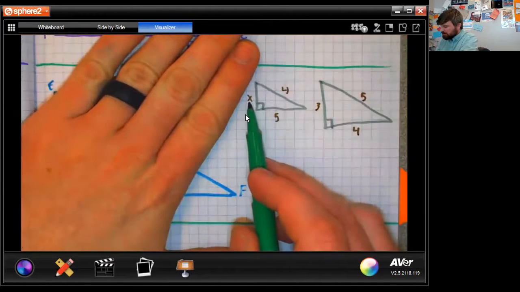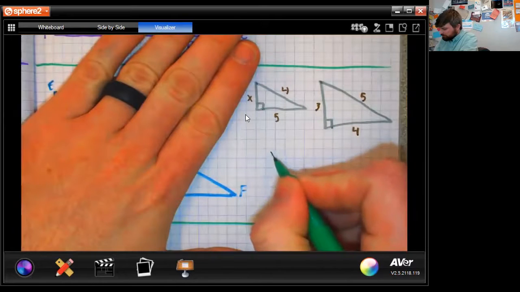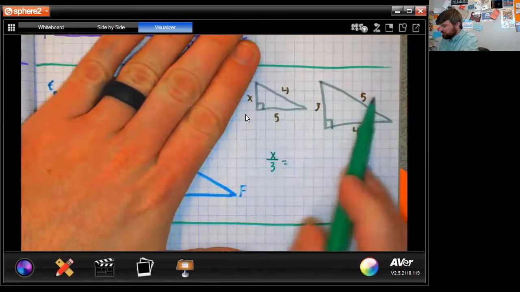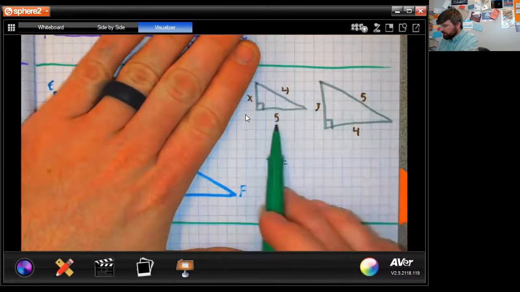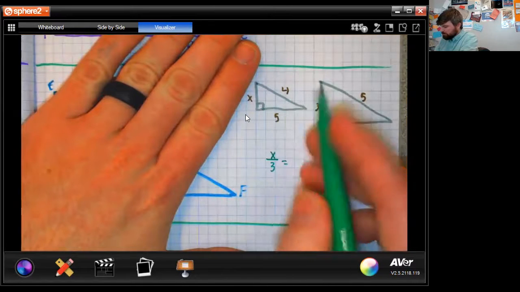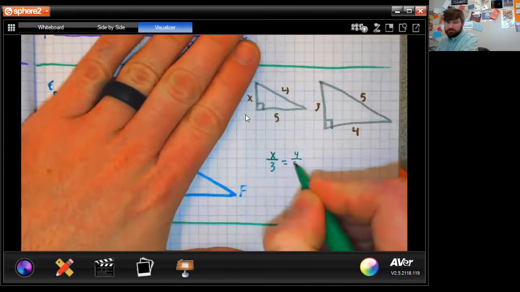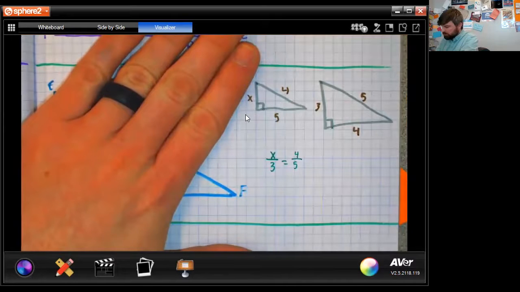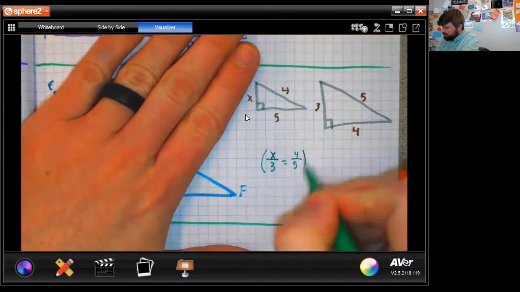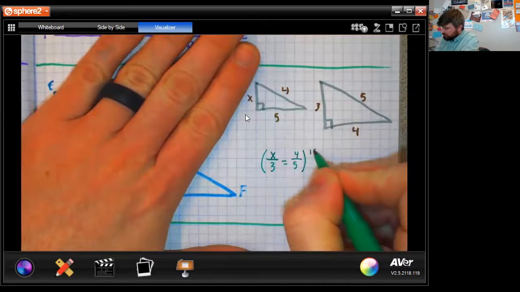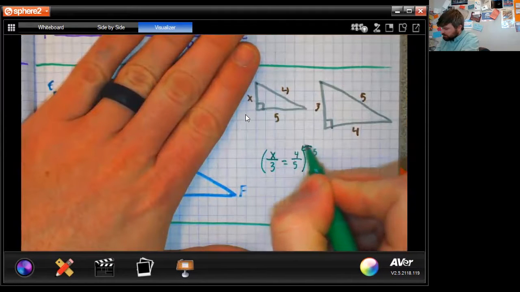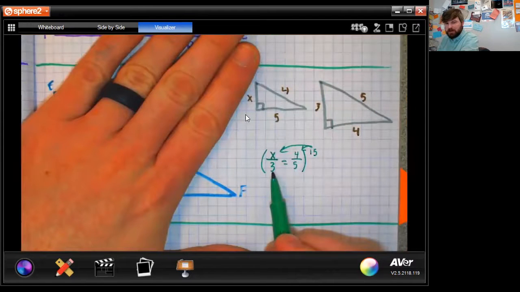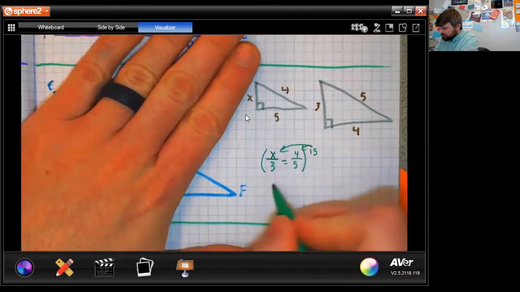So I'd say X over 3 equals, and you can actually use any of the other 2. So 4 over 5 or 5 over 4. I'm going to use 4 over 5. Again, it doesn't matter which one you use. So we're going to multiply the whole thing by my common denominator, which is 15. And then I distribute that thing in there. So 15 divided by 3 is 5. And 5 times X is 5X.